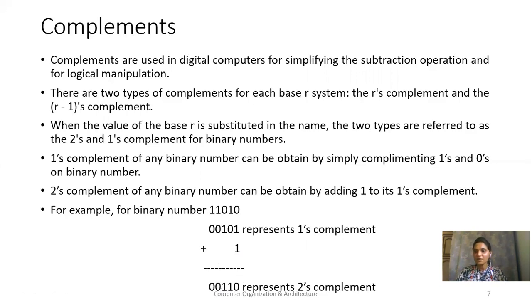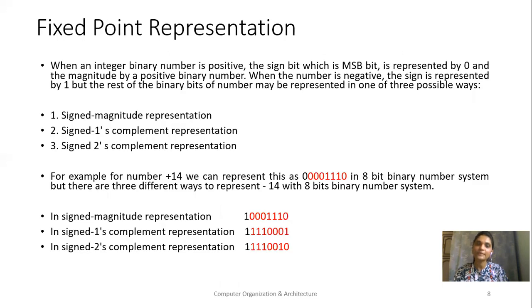For 1's complement, you just complement ones and zeros. For 2's complement, you add 1 to its equivalent 1's complement, and you have found its 2's complement. As we are discussing the binary number system, 1's complement and 2's complement are important for us. We are continuing with the next topic, fixed point representation of numbers.